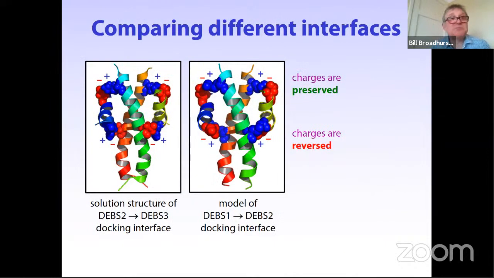Now, if we compare the experimental structure of the interface between DEBS2 and DEBS3 with a model of what we expect to find for a similar interface between DEBS1 and DEBS2, then we can discover something rather interesting. The salt bridges at the top of the interface are the same in each case, but the charges at the bottom are reversed. On the left there, we've got positive charges on DEBS2 attracting negative charges on DEBS3, while on the right, we're predicted to have negative charges on DEBS1 attracting positive charges on DEBS2.